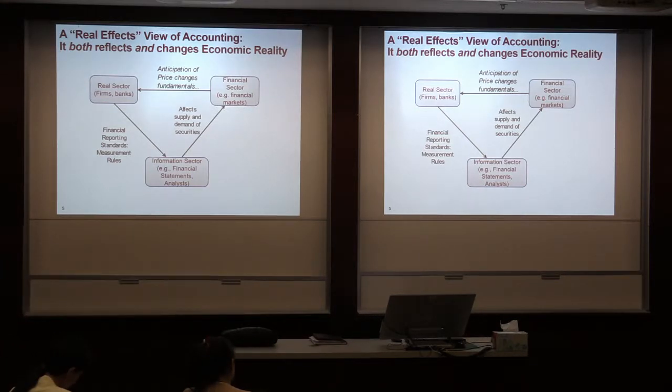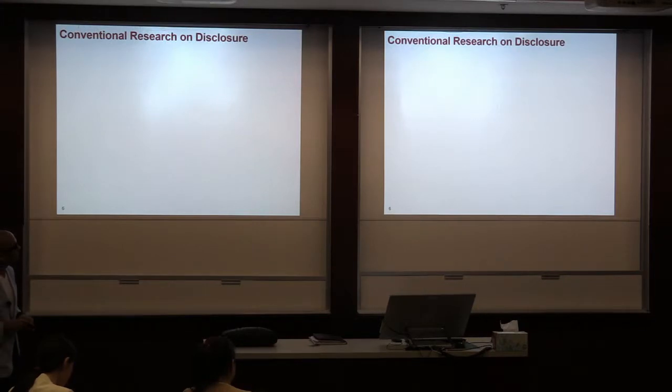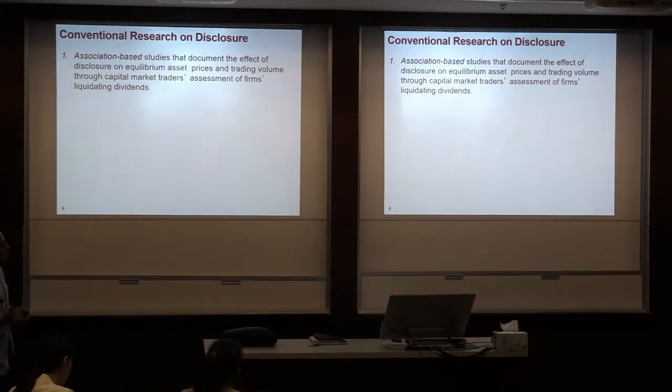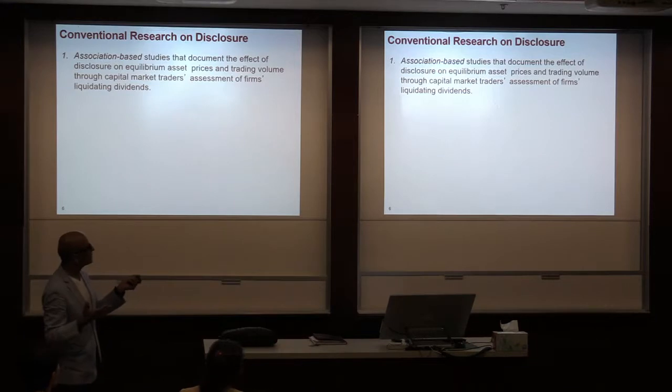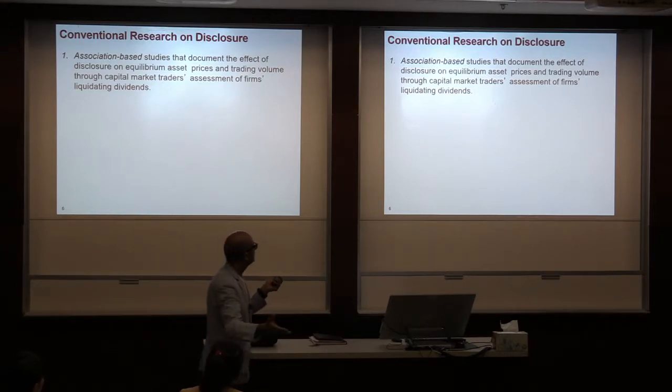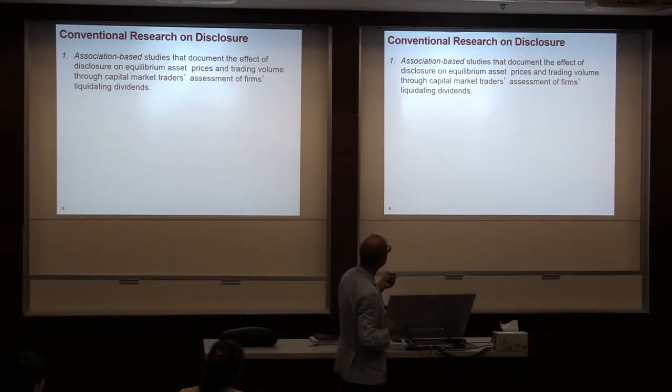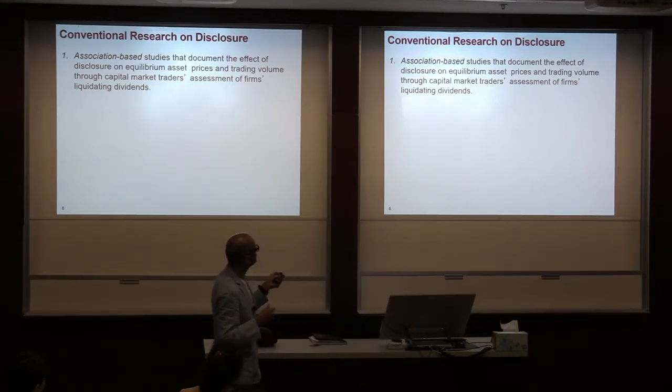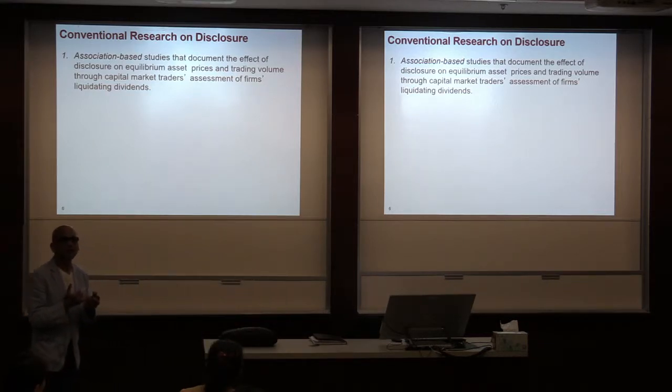And then the question is, how do these disclosure, these measurement rules change the firm's decision, right? Typically in accounting, in the conventional research on disclosure, there are a few I'll mention here, essentially studies that ignore these real effects. For example, association-based studies. These are mostly theoretical studies. They look at disclosure, how it affects equilibrium market prices, right? The market traders are assessing the firm's future cash flows or liquidating dividends, and essentially look at the effect of disclosure on equilibrium prices and trading volume. That's very common. Those are called association-based studies, right?